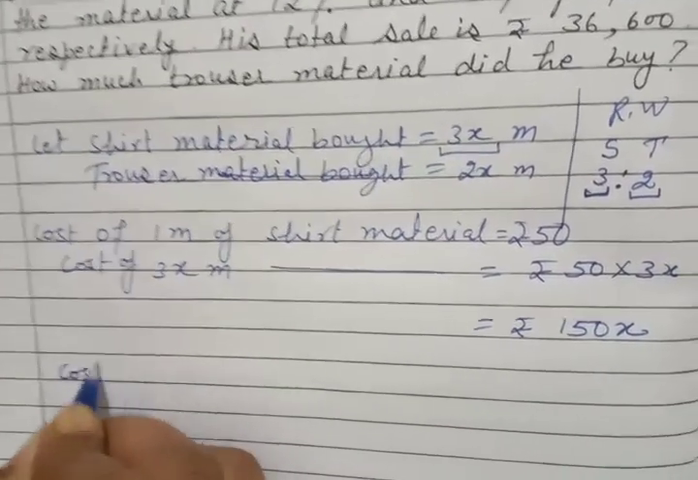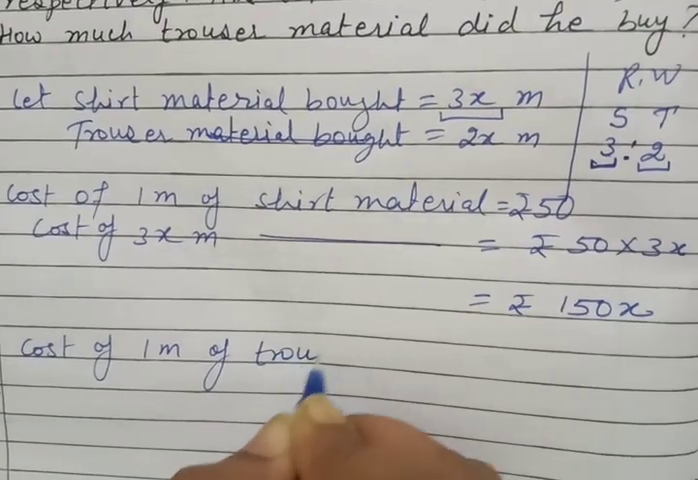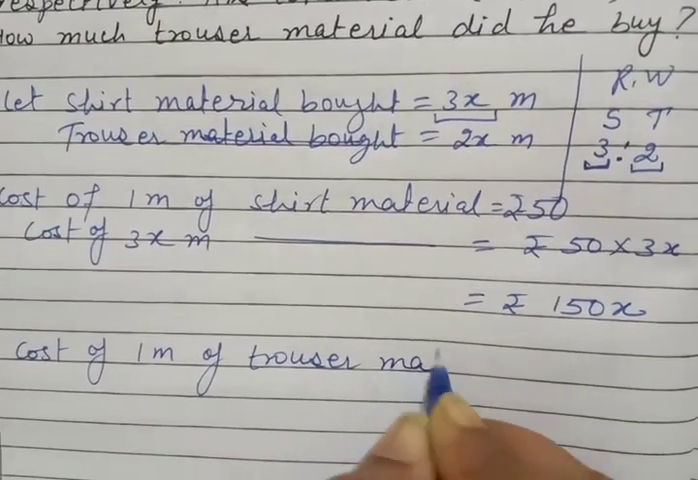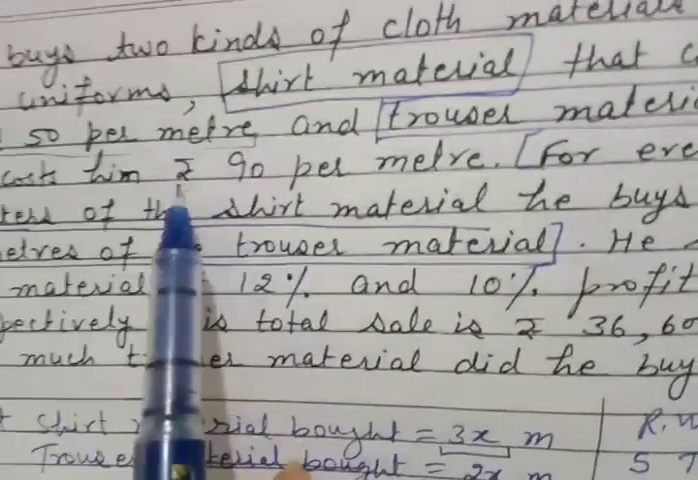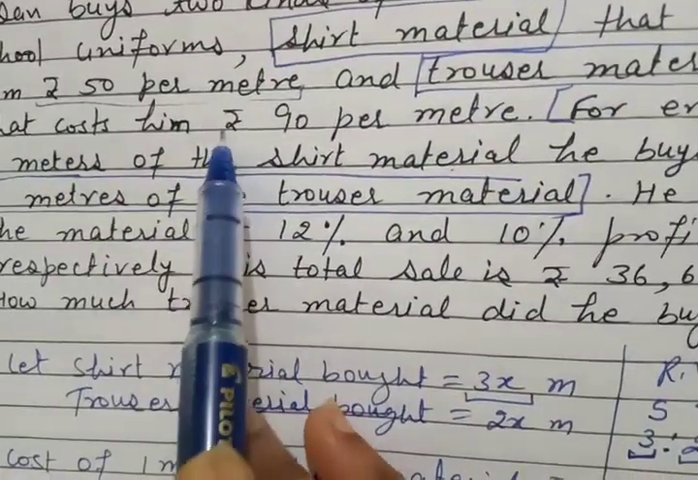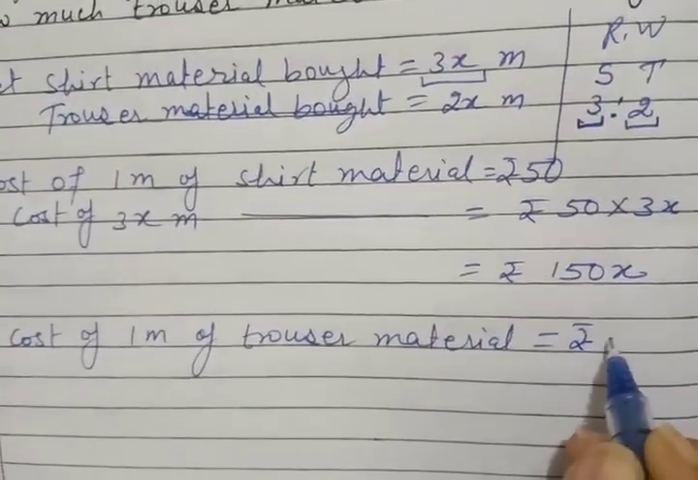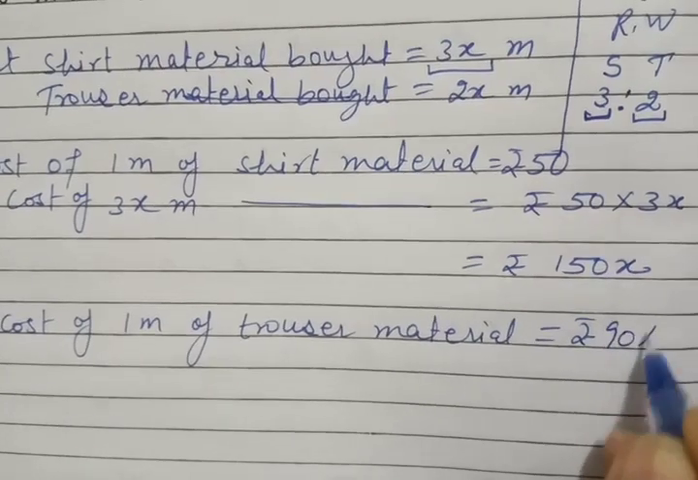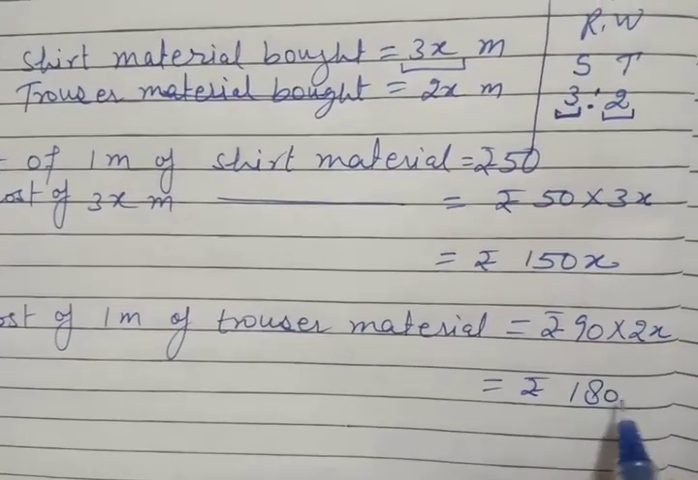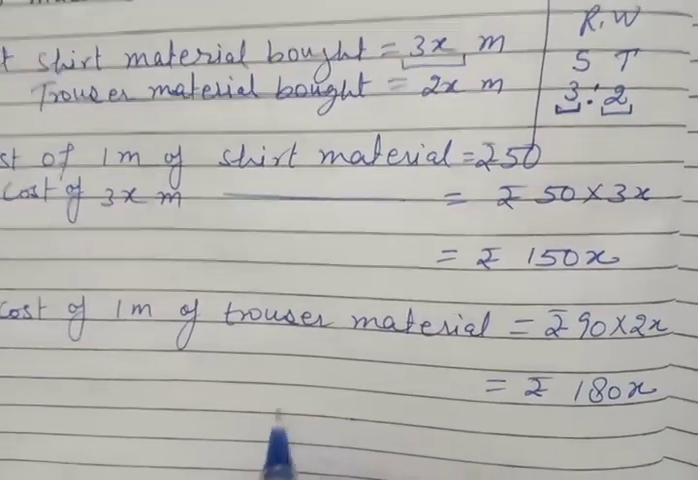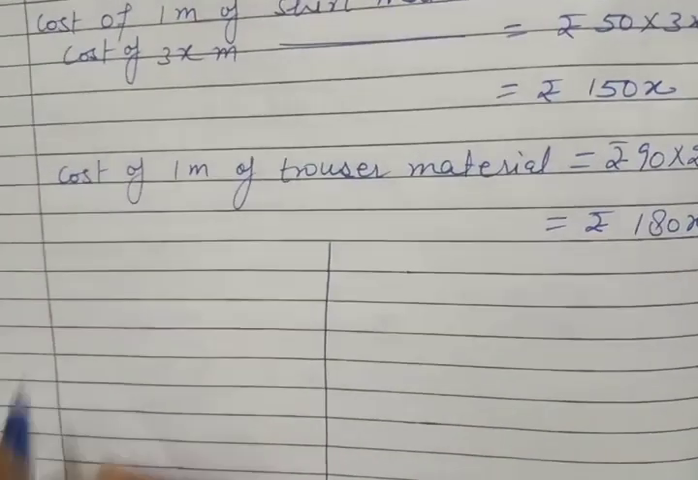cost of 1 meter of trouser material is equal to, see, trouser material costs him rupees 90 per meter. So rupees 90 into 2x, which is equal to rupees 180x. Now if you remember, in 7th class you have done one formula.